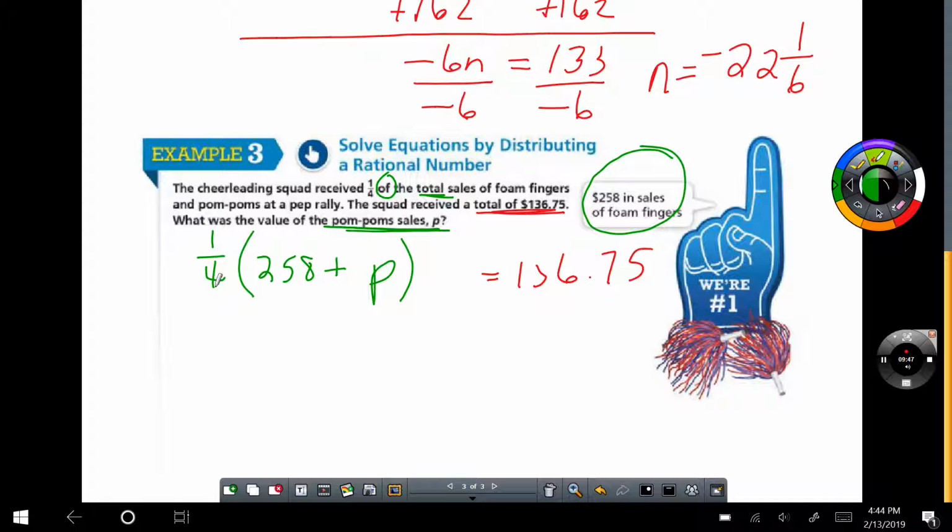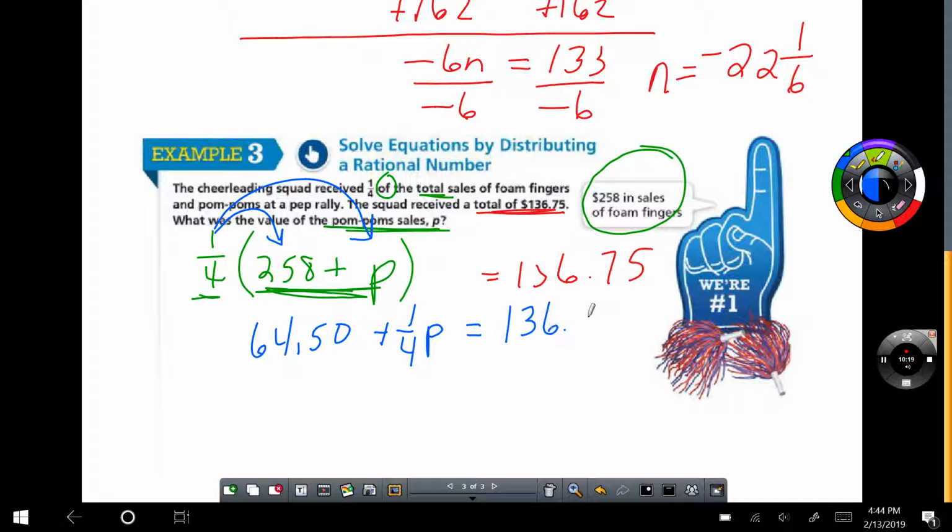Notice here now we have a distributive property problem. We have 1/4 of the total amounts. So we just need to solve this, right? Like we have been, we're going to distribute first. I'm sorry. Let's try that again. 1/4 times 258 is 64.50. 1/4 times P is 1/4 P. And our total is $136.75. We're going to subtract 64.50 on both sides.